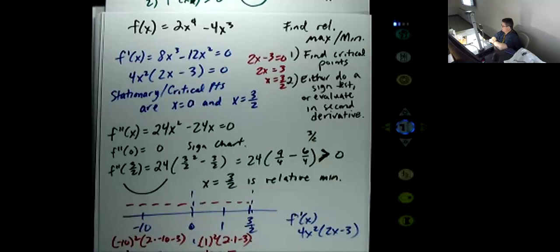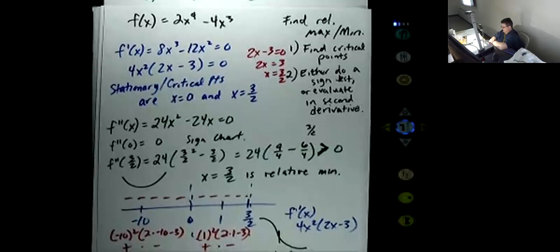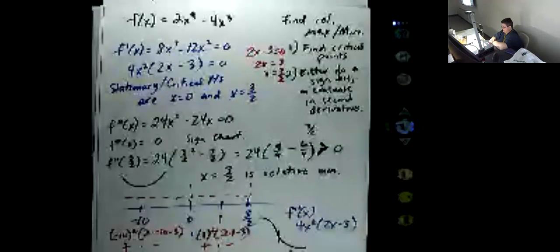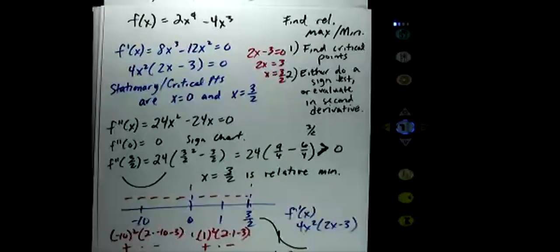So the slope kept going down, but concavity changed there, which means it was negative. It was doing something like that, and it changed to that at x equals 0. That's not right. Whoa, that's not right at all.